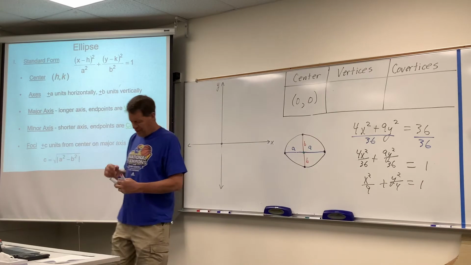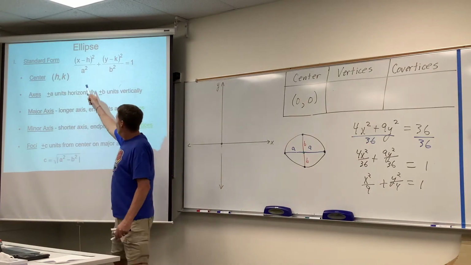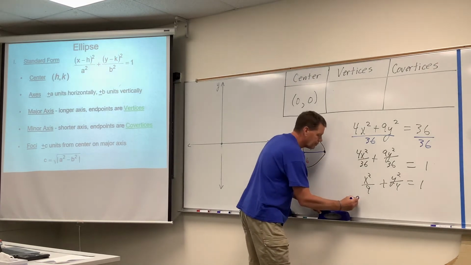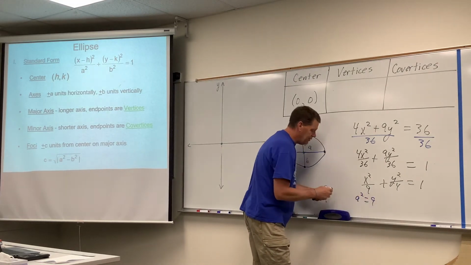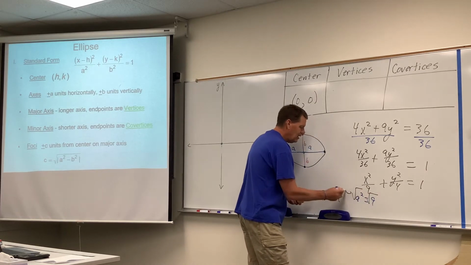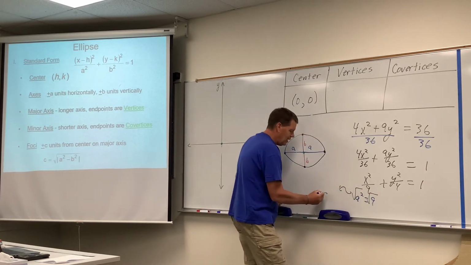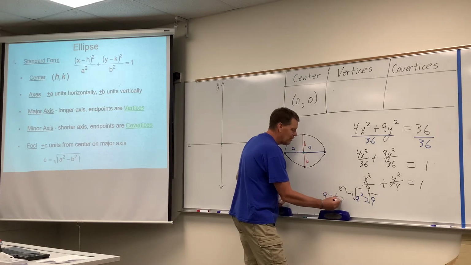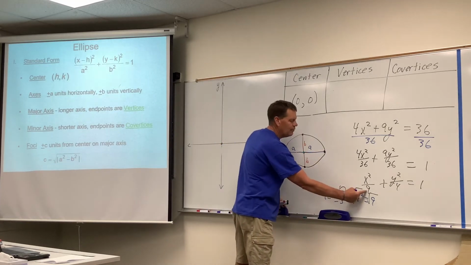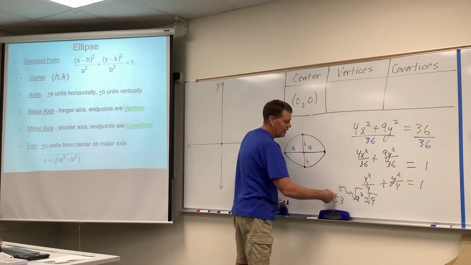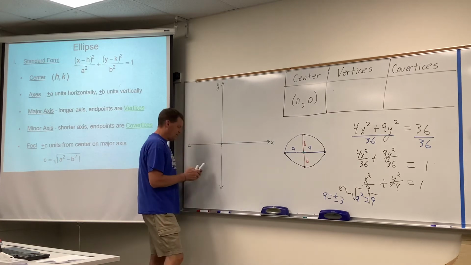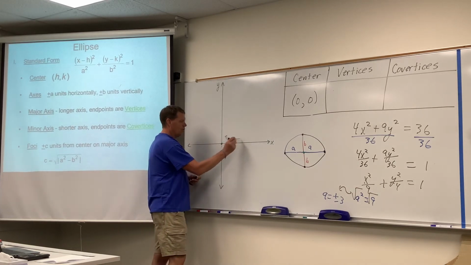Vertices, co-vertices. All right, a squared, in this case, is 9. And if you square root both sides of that, you find out that a would equal plus or minus 3. And I want to remind you in my generic picture that a is horizontal, left and right. The denominator of the x fraction will lead you to the left and right. X is left and right. So we're going to go 3 units to the right. So from here we go 1, 2, 3, boom.